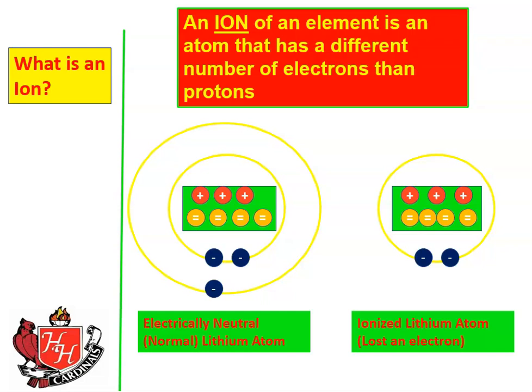If you look at the lithium atom on the left, that's electrically neutral. It has 3 protons and 3 electrons. And if you look at the one on the right, it's lost an electron. And notice when you take away that electron, you also take away the second orbital. There's nothing in the second orbital, so you just don't include it. So the ionized lithium on the right has lost an electron. It has 3 protons and only 2 electrons. Therefore, it has a positive charge.